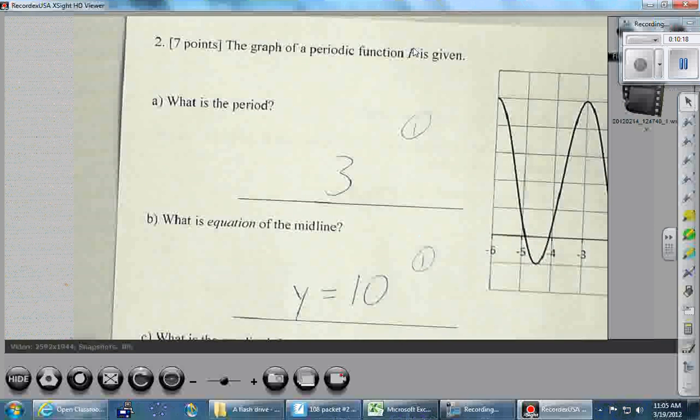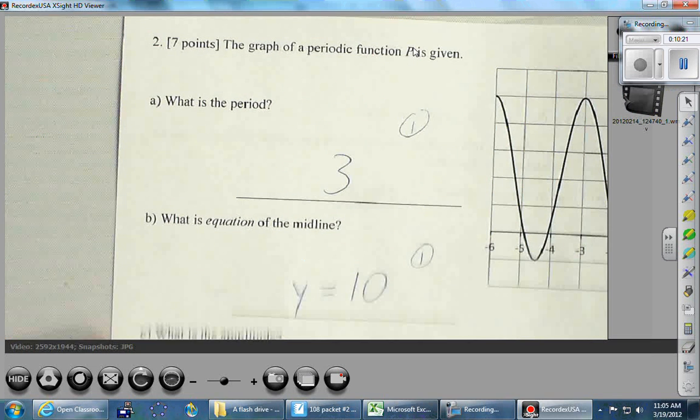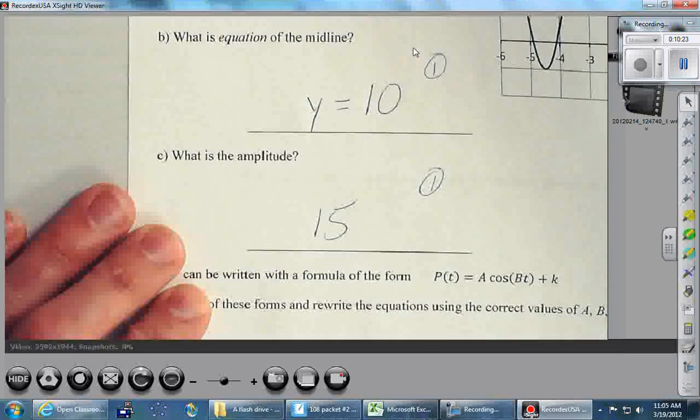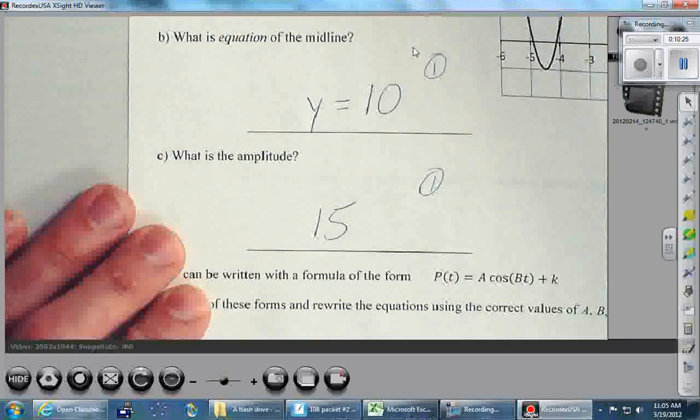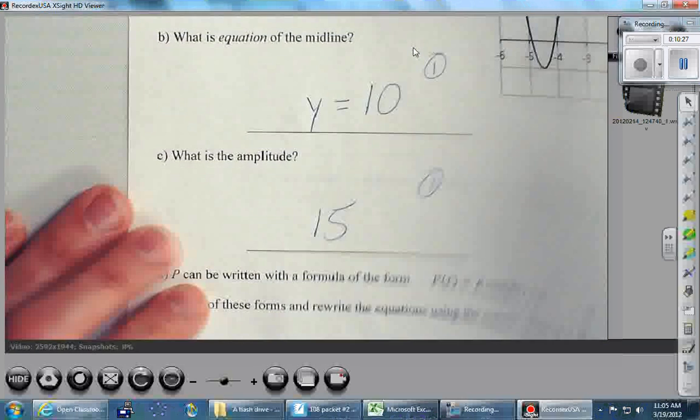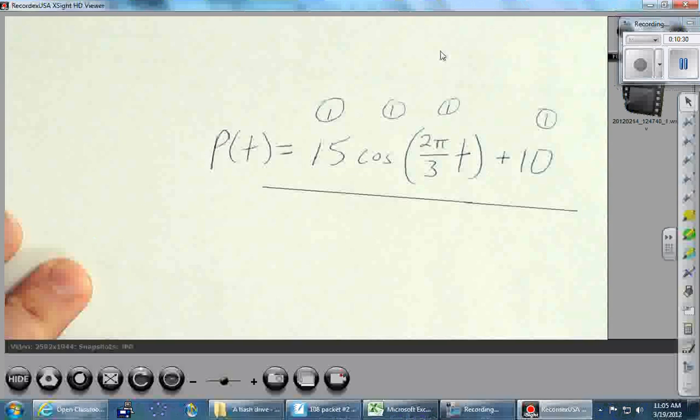Okay, we've got amplitude is 3, equation of the midline is y equals 10, and then, oh, I'm sorry, the period was 3, the amplitude is 15. And then as far as the equation goes, that's what mine looked like.